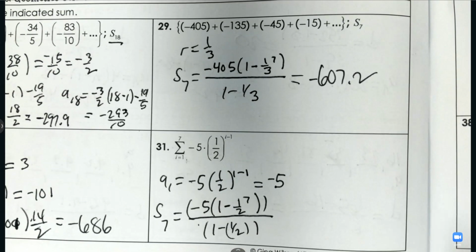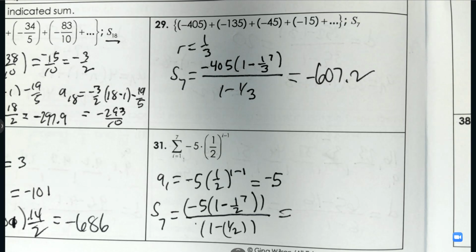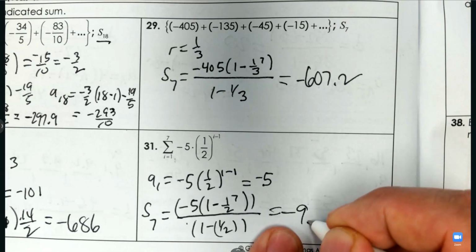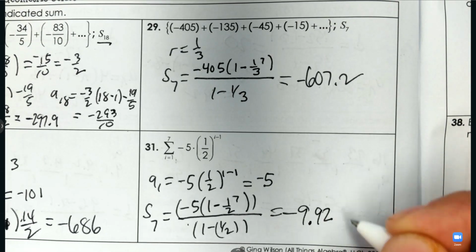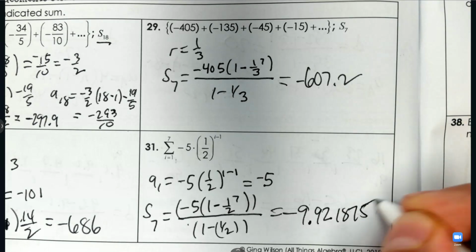Use your calculator, press pause. This is the answer. As a decimal, the answer would be -9.92187875.